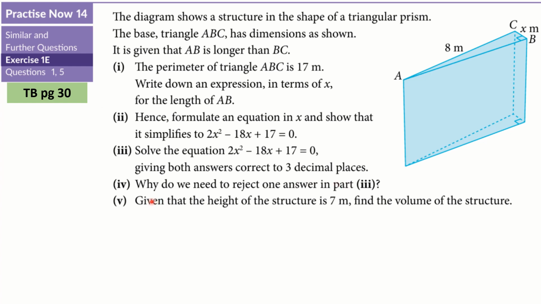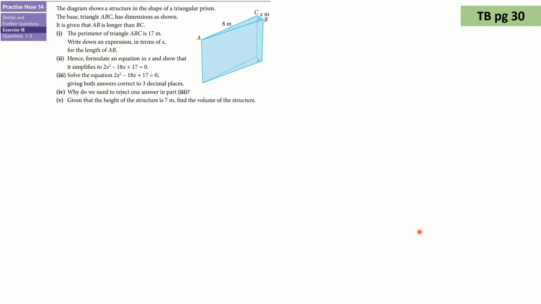And then in part 4, we need to explain why we have to reject the answer. Finally, in part 5, we are given that the height of the structure is 7 meters, and we want to find the volume of the structure. So now that we have a gist of the question, let's dive into answering the question. I have the question placed in small over here. I hope that you can still see it on screen. Otherwise, it would be great if you could refer to your textbook page 30 to have a clearer view.